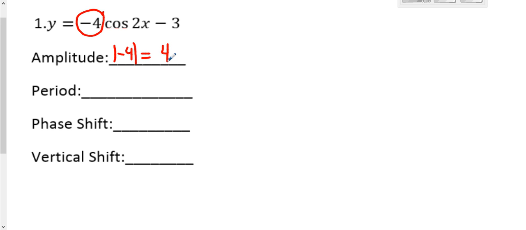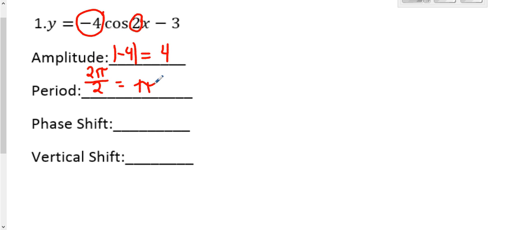Then the period comes from the number that's in front of x. We have a 2 in front of x, and this is not just 2, just like our amplitude was not just -4. What we do is we take 2 pi and divide it by whatever number we have there, which this time is 2, so the period for this function is pi.